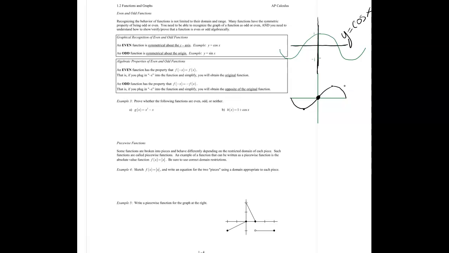Alright, so the technical definition of algebraic properties is that an even function has the property of f of negative x is equal to f of x. So if you plug in a negative x, then we're going to obtain the original function. All that's trying to say is if I pick some random distance across and I call it x, at this point I'm going to get some positive number. If I choose that same distance over, that negative distance, then I should get the exact same y value for my answer. That's the special thing about even properties.